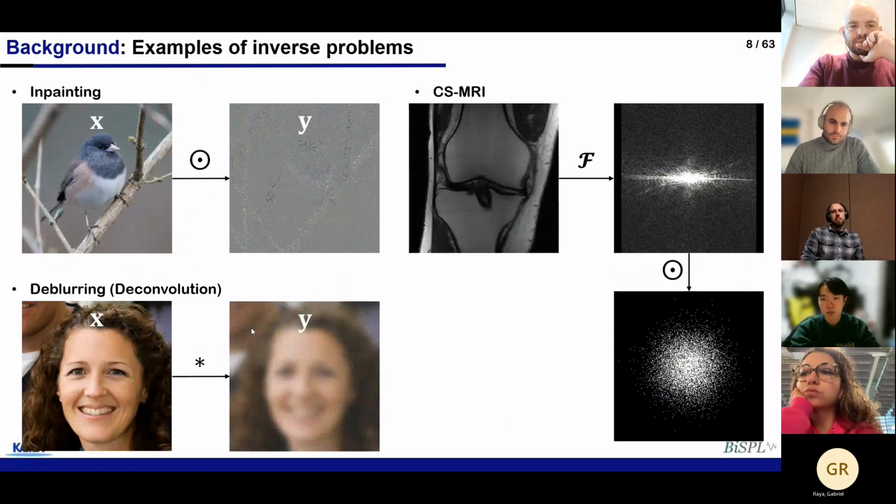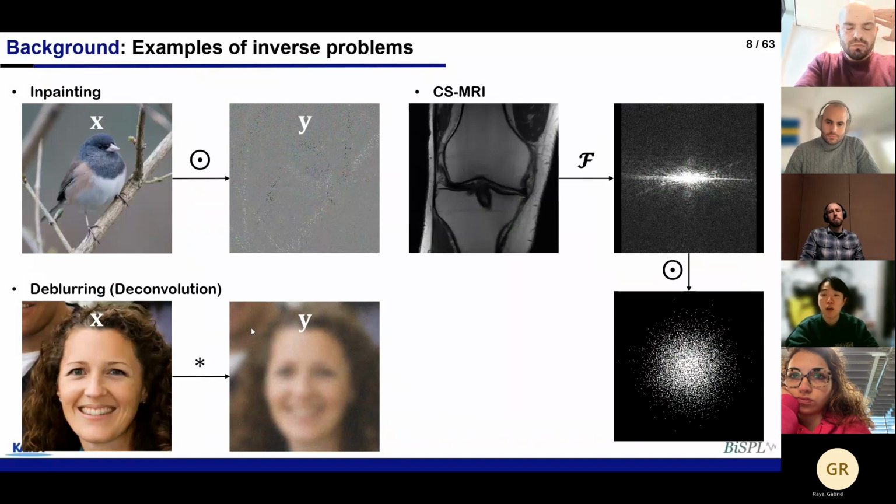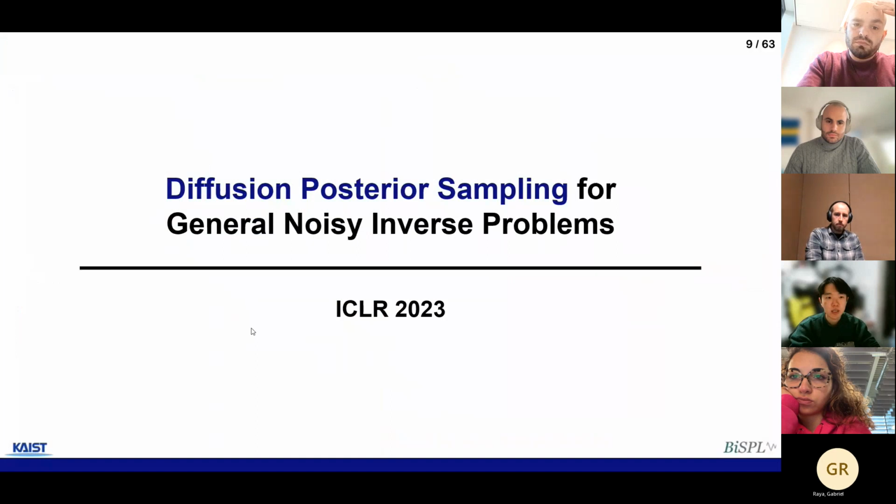Examples of such inverse problems include inpainting and deblurring in the context of low-level vision. They're also called image restoration problems. And in the context of biomedical imaging, there could be compressed sensing MRI, sparse view CT, and so on. So we'll go over how we can solve such inverse problems with diffusion models.